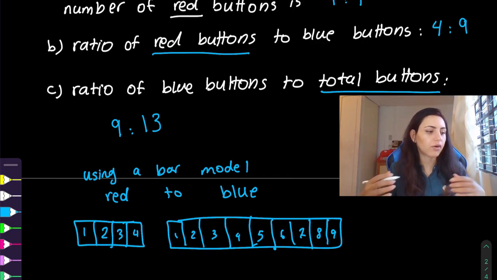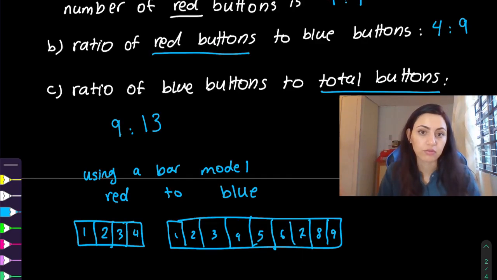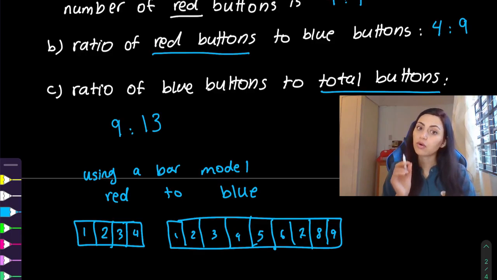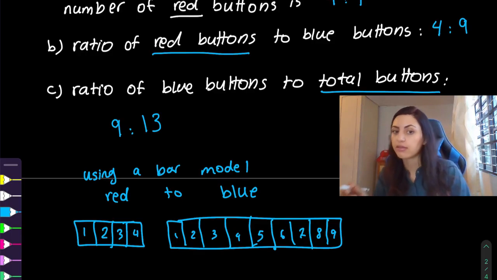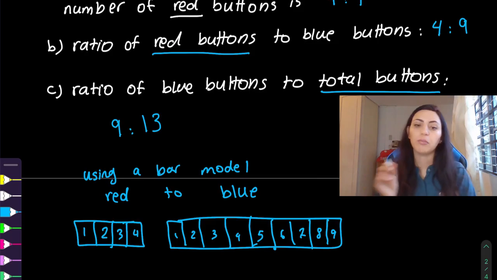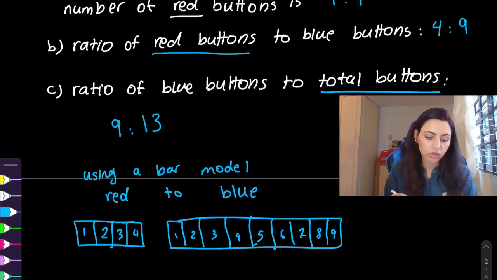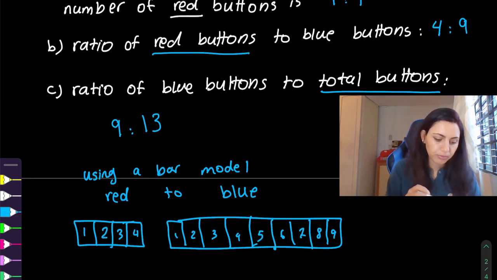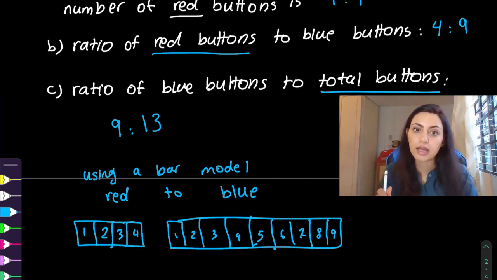If it's asking, for example, about a box of juice, you just really have to pay attention to the question and see what they're asking. The first word is very important, blue to red. So you need to write the blue first and then red. Blue to total. As long as you do the questions and read the question carefully, you're fine. Also, another thing is liters, centimeters, kilograms. You don't need to write the unit for them. We just write the numbers.